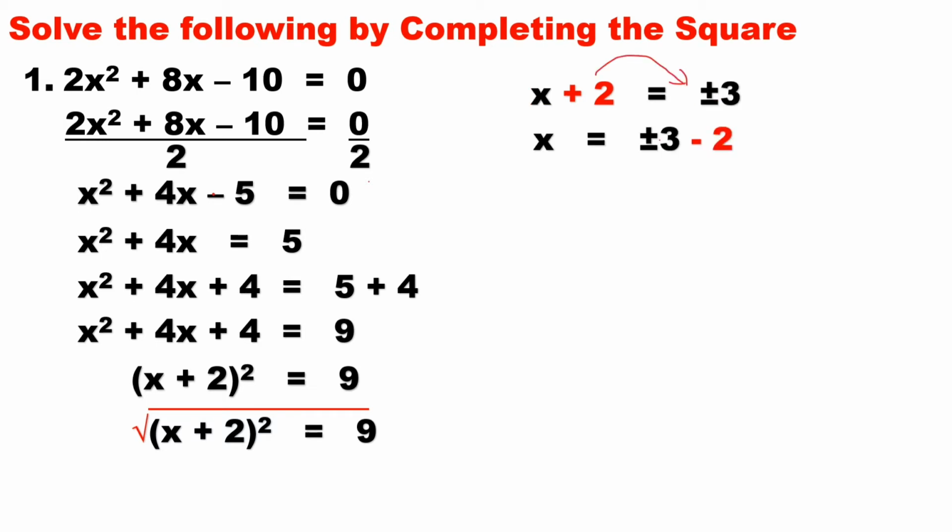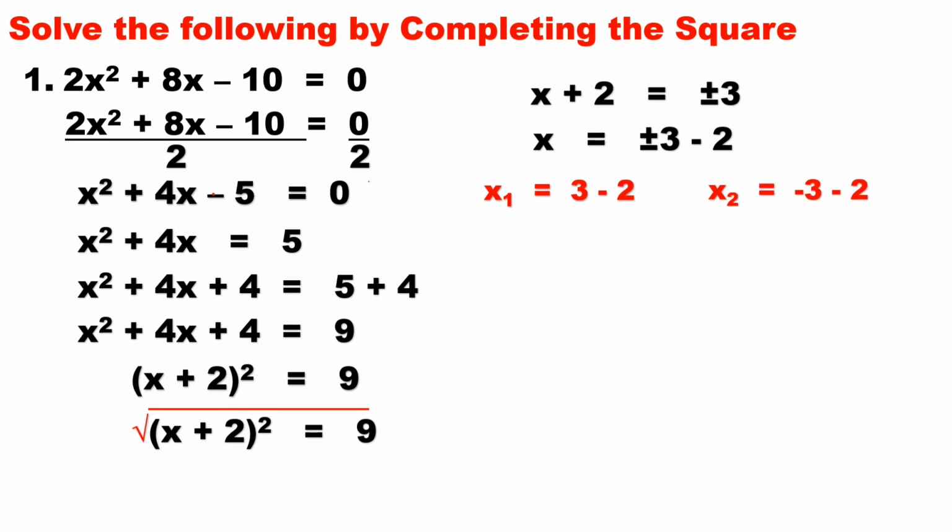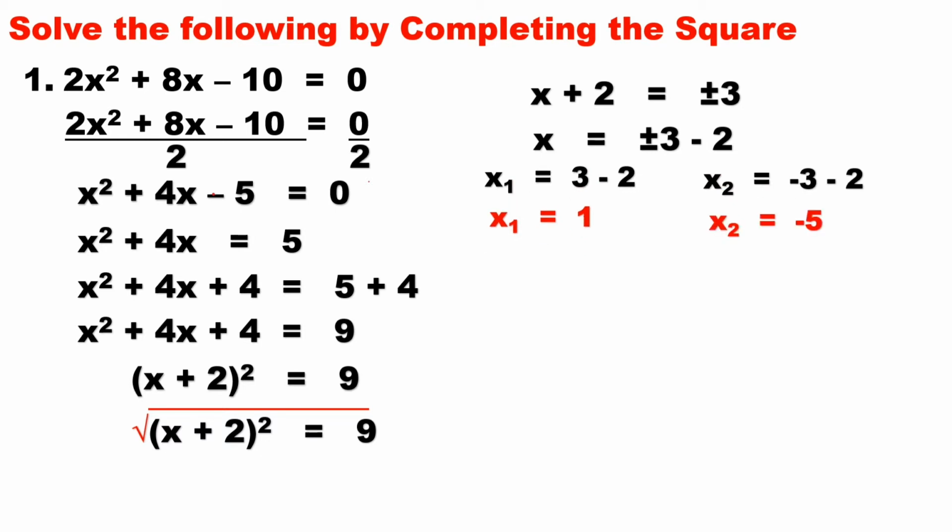Then, transpose positive 2 to negative 2 to the right. To determine the two values of x, x sub 1 equals 3 minus 2 and x sub 2 is negative 3 minus 2. Individually solve the equations. 3 minus 2 equals 1. Negative 3 minus 2 is negative 5.